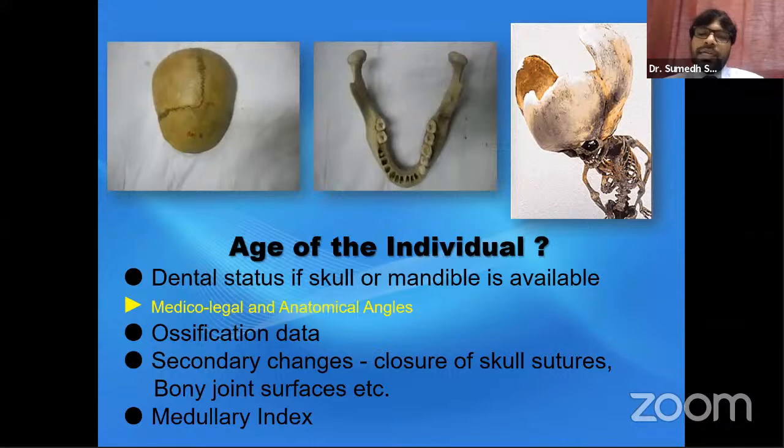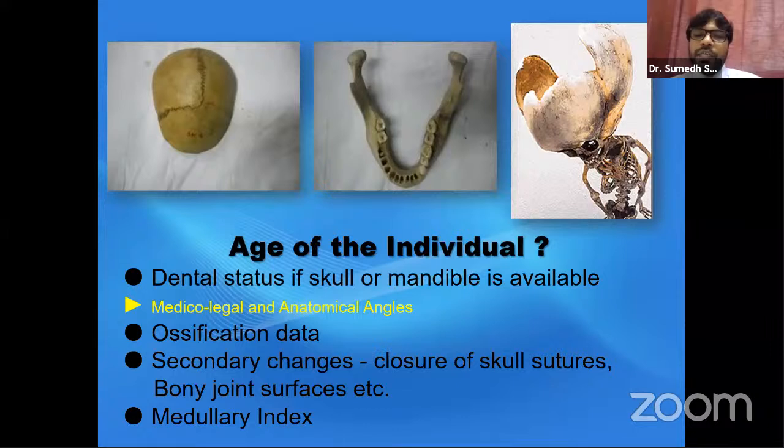Now coming to the next point, that is the age of the individual. Most of the time, we are going to see the dental status, if the skull or mandible is available. The dental status gives very significant findings for the determination of age. Then there are certain angles. There are two angles, the medico-legal and anatomical angles. There is a slight difference between these medico-legal and anatomical angles of the mandible.